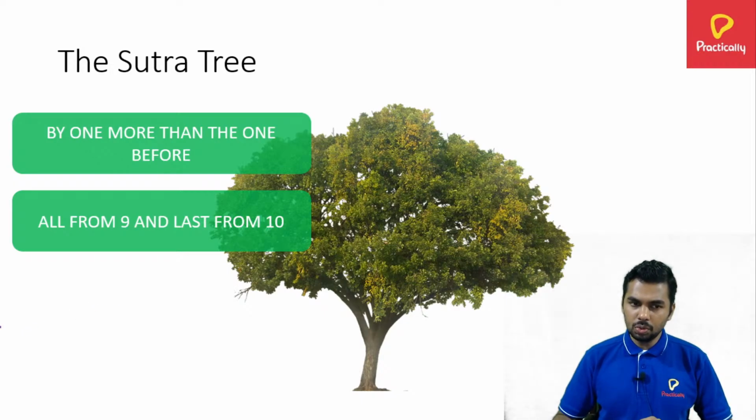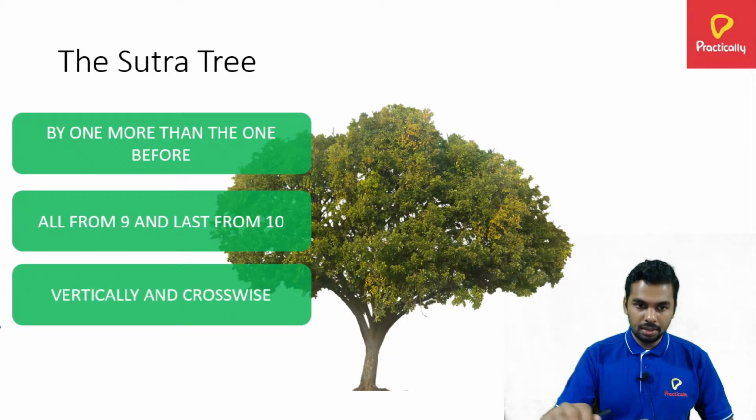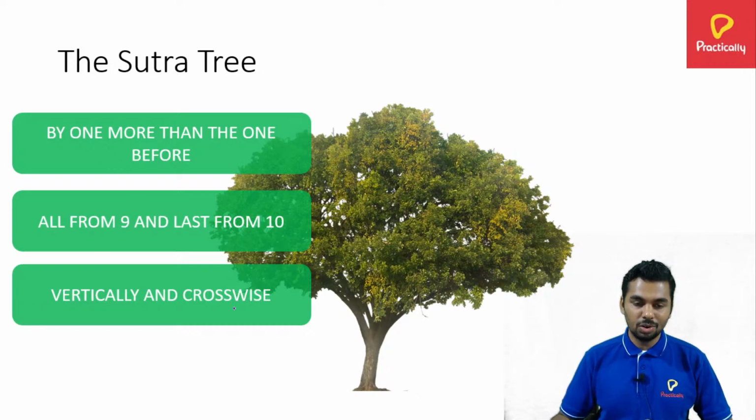So we will come to a review of all these sutras once we begin with the class officially. So you have to just wait a bit. We'll see examples of these sutras. The third sutra we were familiar with in the last class also. It is called as vertically and crosswise. The other name for this is Urdhva Tiryak. That is what is called as vertically and crosswise.